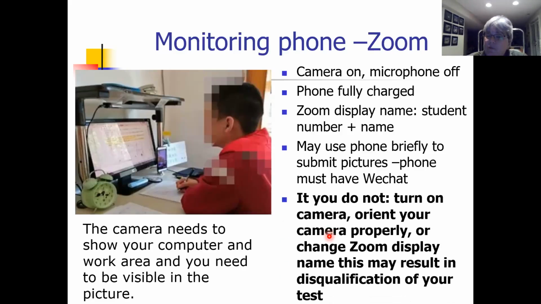So note, if you do not turn on your camera, which many of you did not yesterday, if you do not put your camera in the proper angle like this, if you do not change your Zoom name, then this may disqualify your test. What that means is your test will not count and you will have to take the test again next year. Now nobody wants that, so you need to follow these directions.